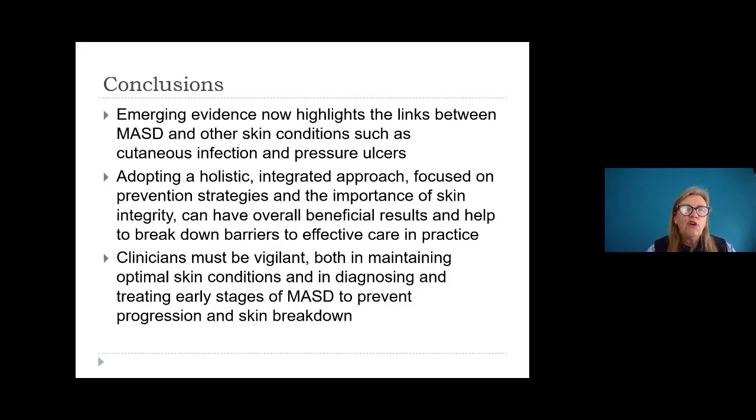So, although we've covered lots of different things around the different types of moisture-associated skin damage, it is fair to say that there's now lots of evidence showing that moisture-associated skin damage links to other things. Where we have MASD, we've got an increased risk of skin infection, and an increased risk of pressure ulcers because of the impact it has on friction and other things. We need to think about how we have a holistic and integrated approach to prevention of skin damage.